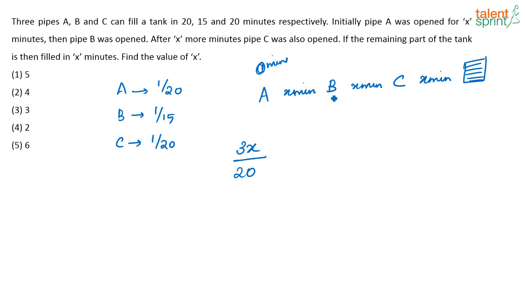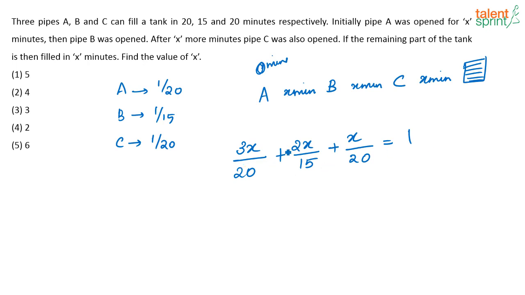Now after X minutes B was opened. So B was open for how many minutes? B was open for 2x minutes. So in these 2x minutes, how much will B fill? 2x/15th of the tank B will fill. If you look at C, it was opened only for the last X minutes. In these X minutes, C will fill x/20th of the tank. And we know that when all these 3 pipes fill like this, the full tank gets filled, or the work done is equal to 1.